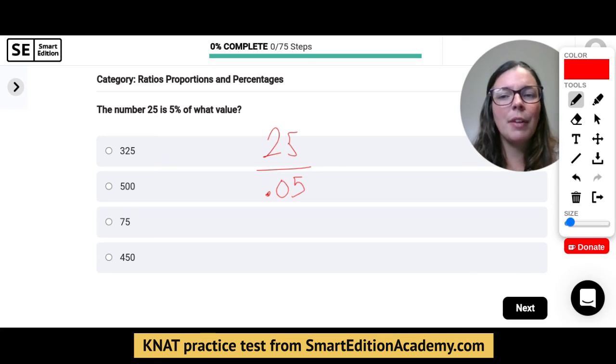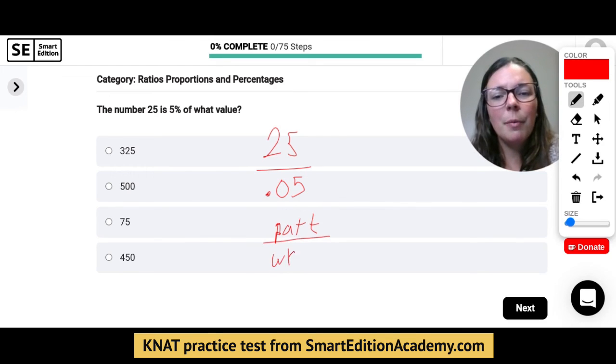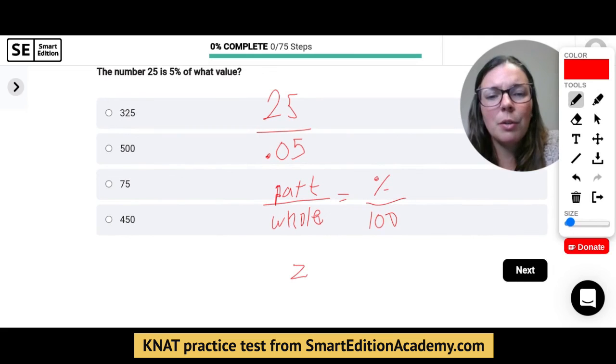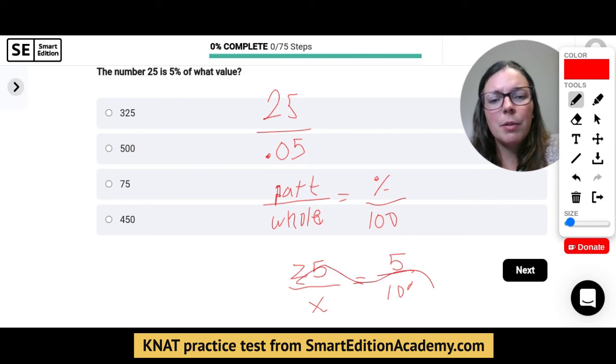So something that always works when we're finding percents of a number is to use a proportion. So I use that proportion, part over whole equals percent over 100. So I can just plug in what I know and solve for what I don't. So the part is 25 and the whole is what I don't know. I'm trying to find of what number, so let's just call that x. Equals the percent is 5 over 100. Now I can go through and cross multiply and try to solve.